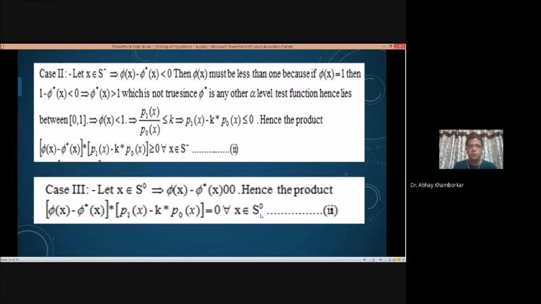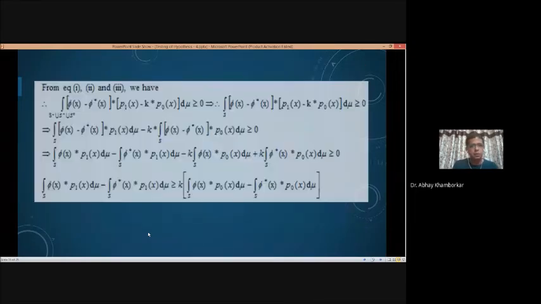So in case 1 we saw that when phi of x minus phi star of x is greater than 0, the product is greater than equal to 0. Then in the second case, we have seen when phi of x minus phi star of x is less than 0, then again this product is greater than equal to 0. And in the third case, when phi of x minus phi star of x equal to 0, again the product comes up to be equal to 0. That means that the integration of this particular product is always going to be greater than equal to 0.